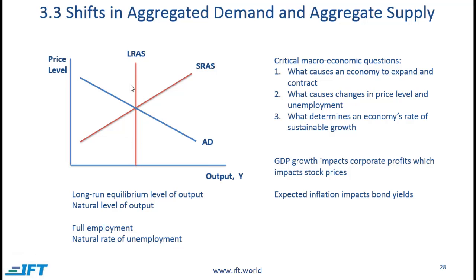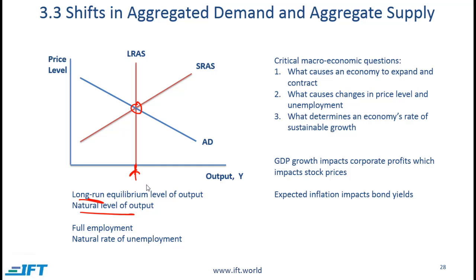In the scenario that you are looking at here, the three curves all pass through the same point, and the output level shown over here is important. This output level is called the long-run equilibrium level of output. This is also called the natural level of output.